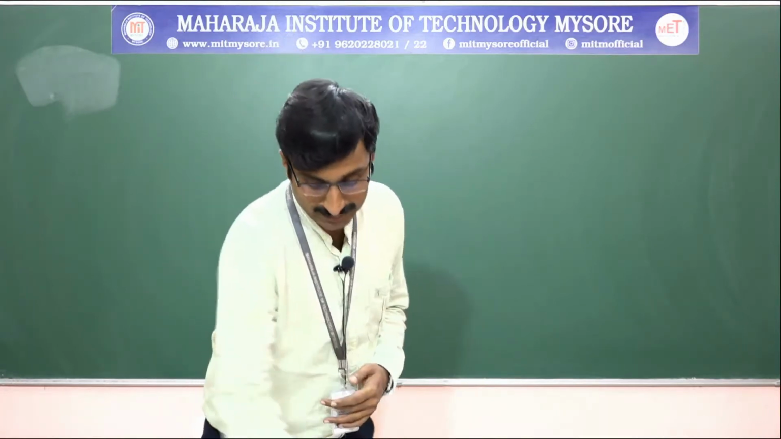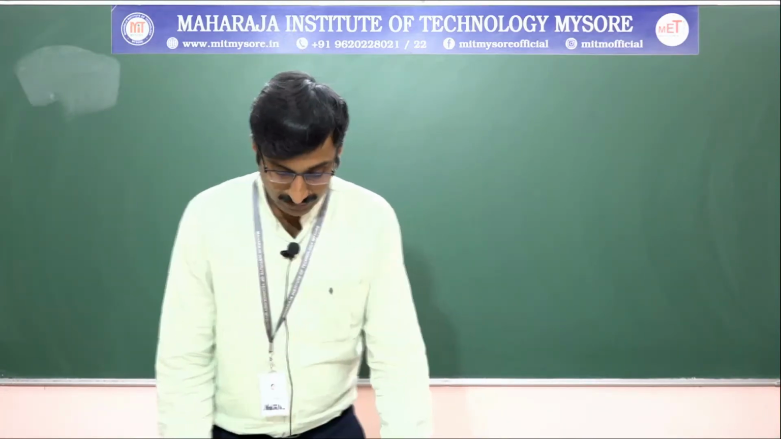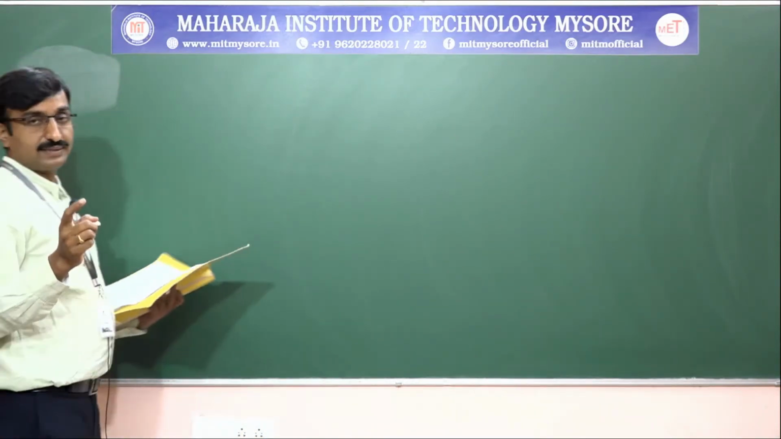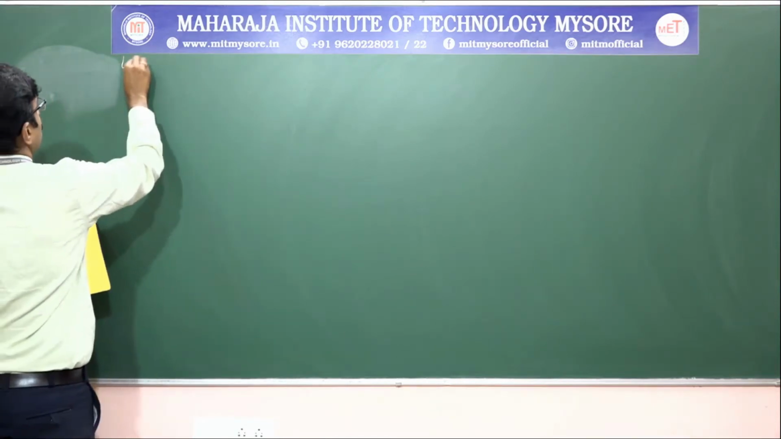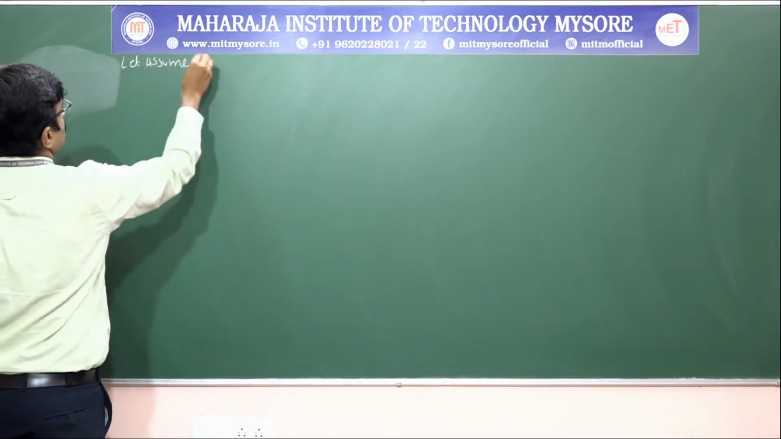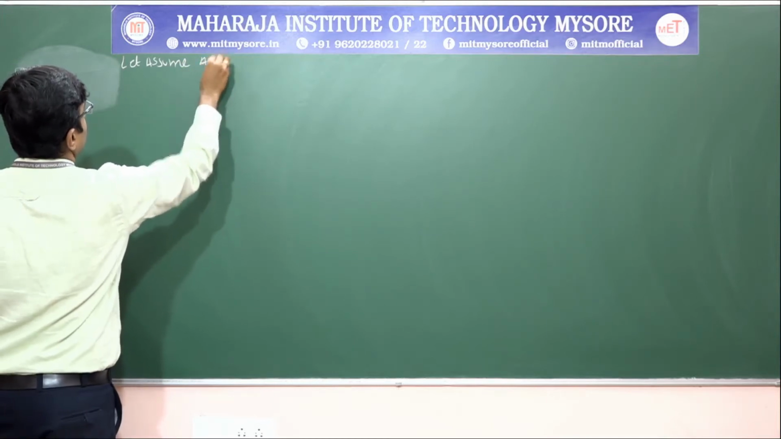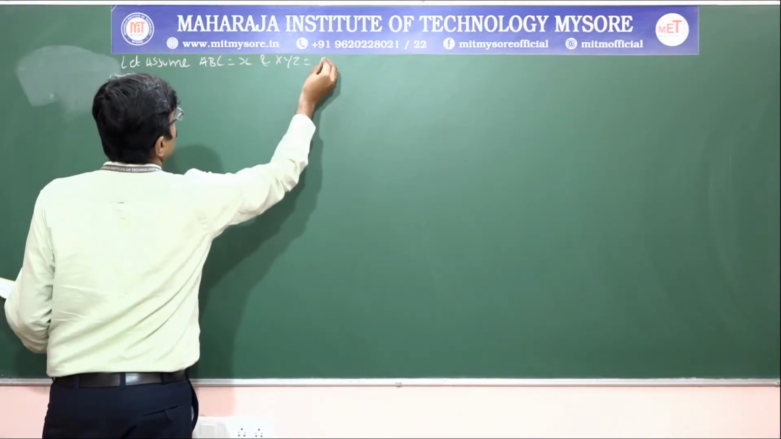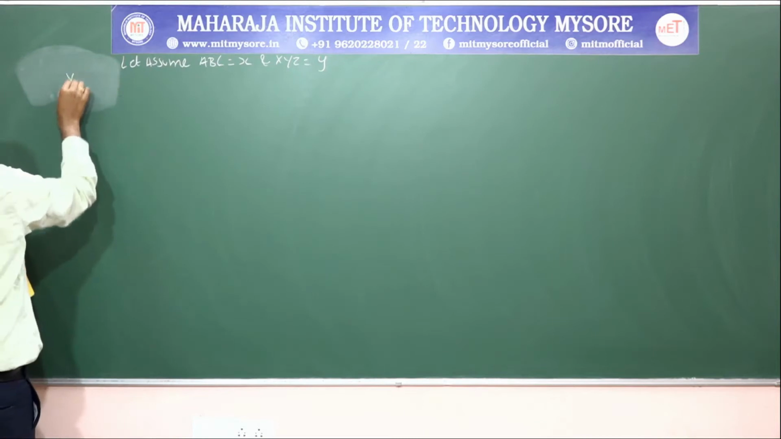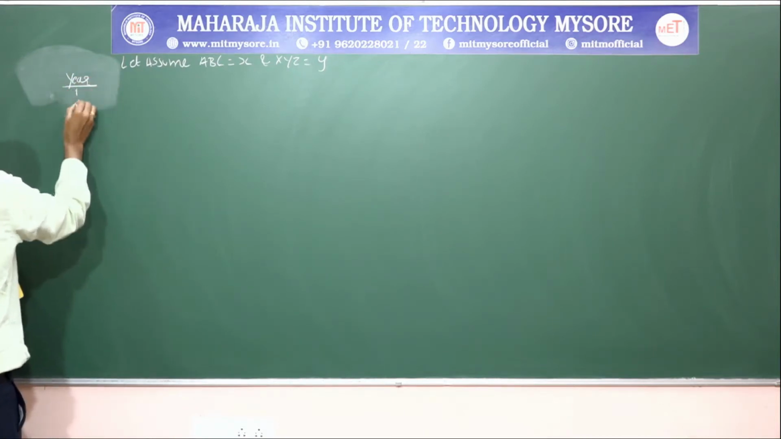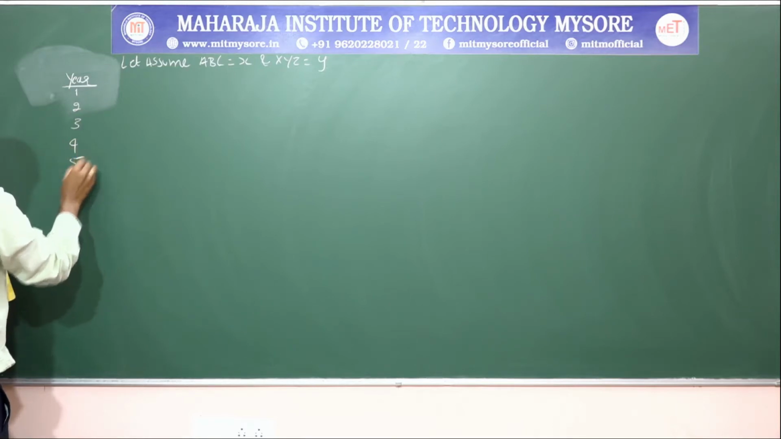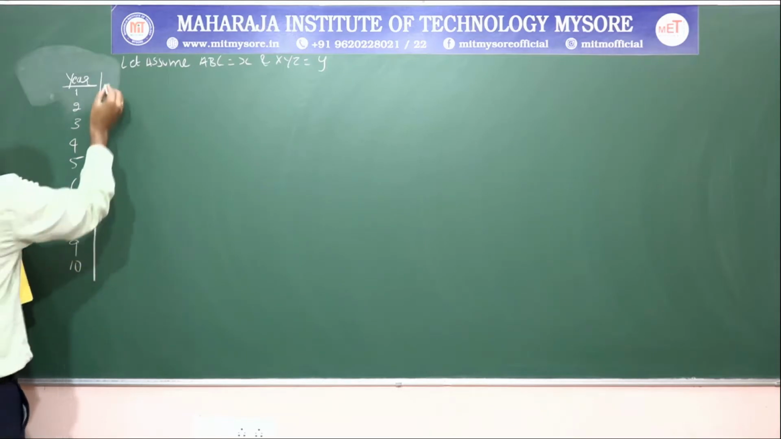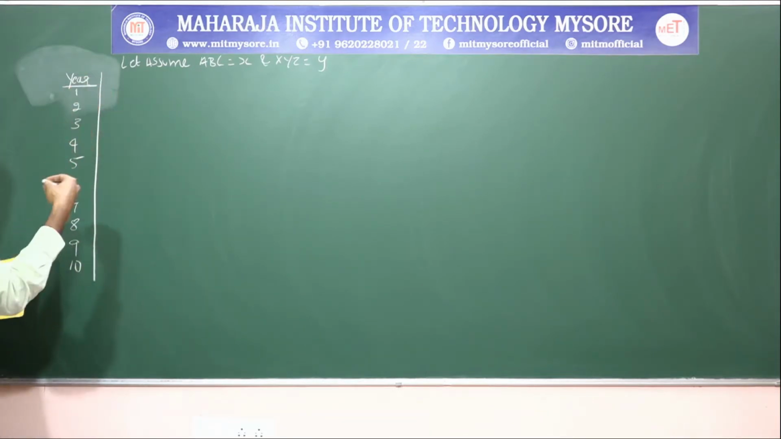Okay, so first write down the data, whatever they have given. So, here ABC and XYZ they have given. So, let us assume ABC is equal to X and XYZ is equal to Y. Okay. So, you take the year, here they have given how many years? 10 years: 1, 2, 3, 4, 5, 6, 7, 8, 9, 10. Then they have given the value of return.